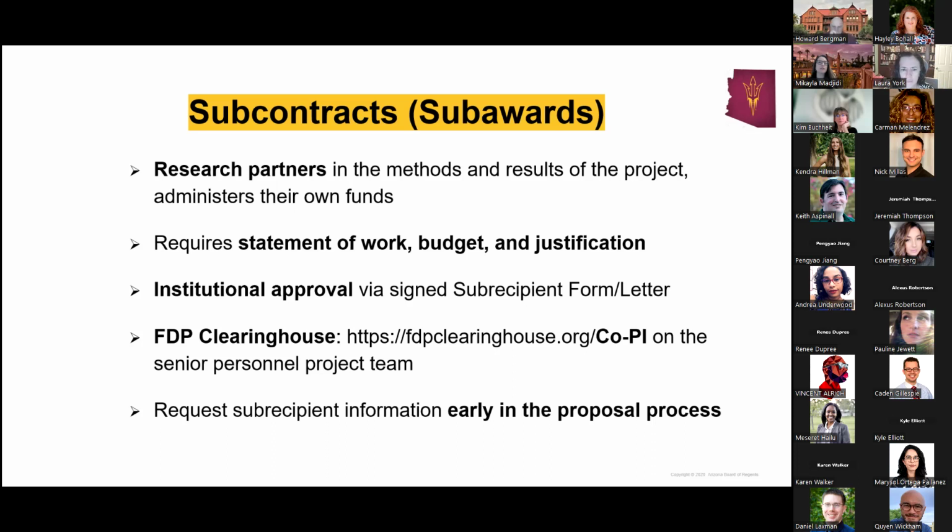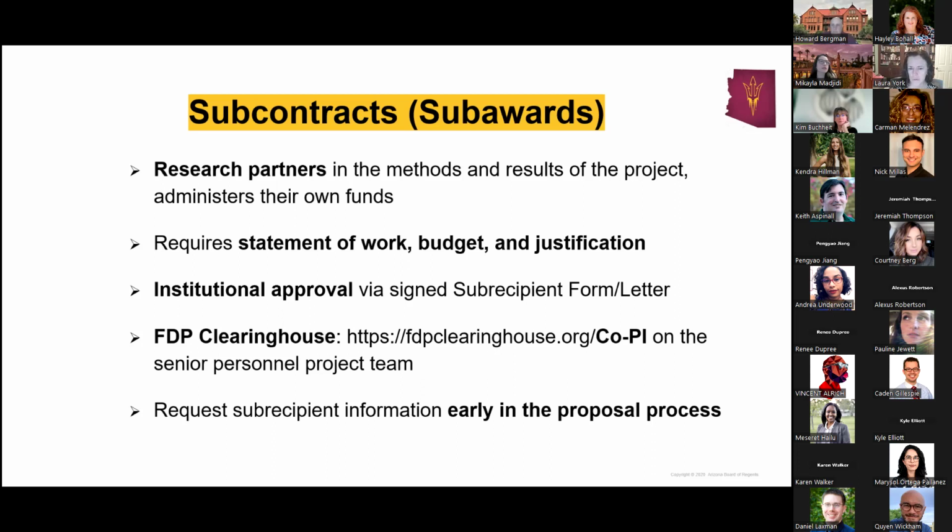A vendor or consultant, like we discussed previously in the other direct cost section, provides a service to the project team for a fee. They may be providing this service to multiple institutions, whereas a subrecipient is going to work with the project team on the project aims.